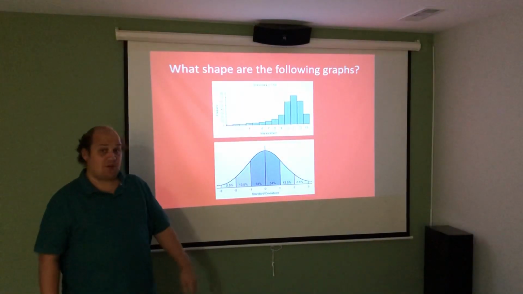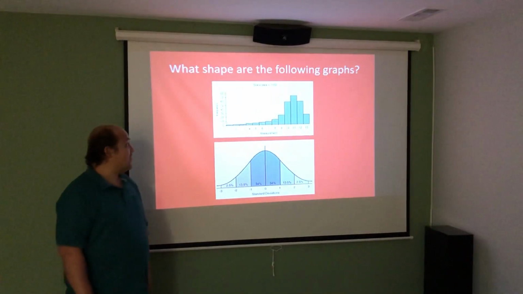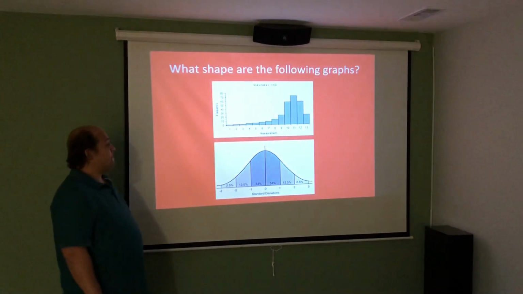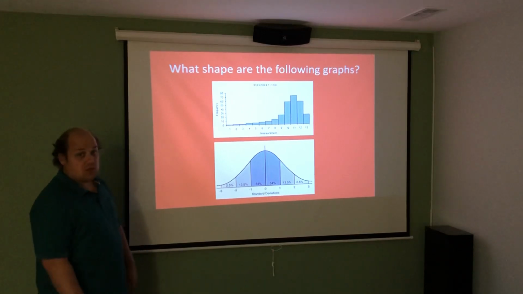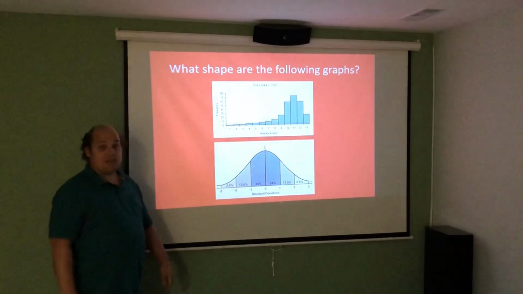So, last slide. Tell me what the shapes are of these 2 graphs. I'll give you a few seconds here to think about it on your own, and I'll tell you what I would have said. First distribution, piled up on the right, longer left tail. This is left skewed. Second distribution, looks like a mirror down the middle, highest in the middle, same on either side. This would be a symmetric distribution.